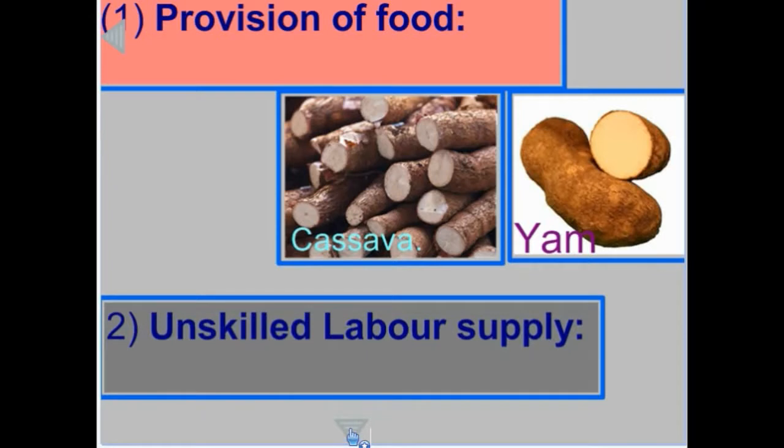Then in the area of unskilled labor, that's another area rural settlement perform function to the urban settlement. Unskilled labor has to do with laborers like cleaners, like gatekeepers, those people that did not obtain any professional skill, so they normally come from the rural areas towards urban settlements.